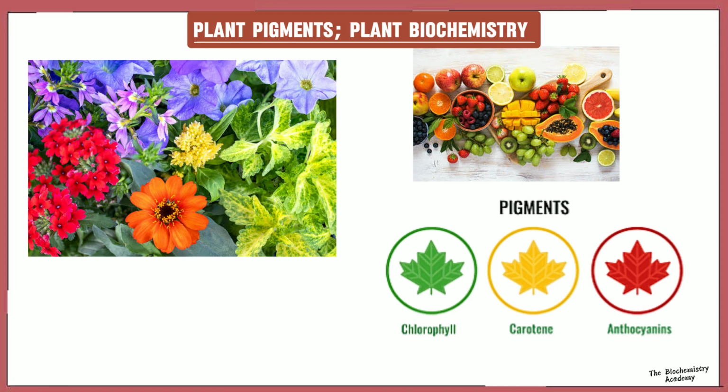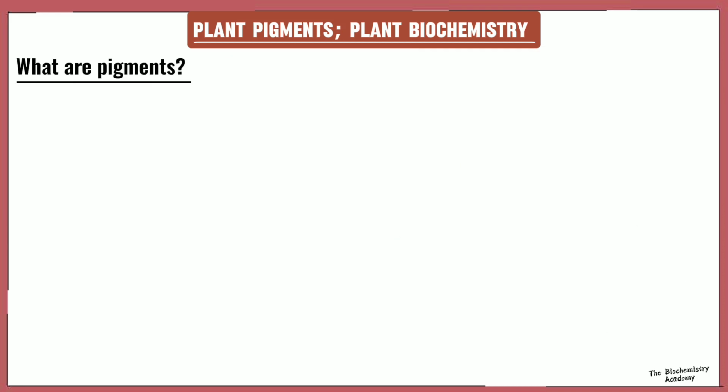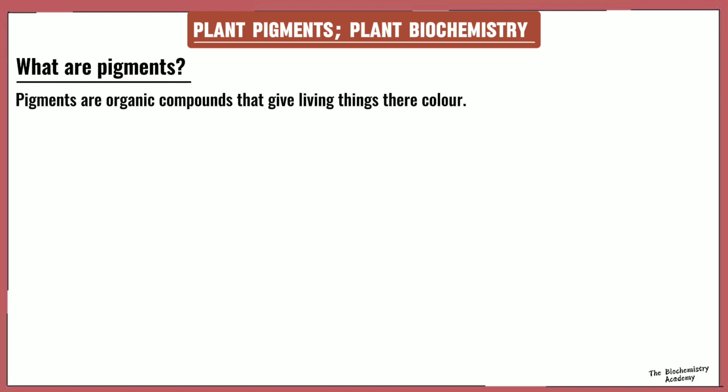In today's video, we'll talk about plants' pigments. Have you ever wondered why certain plants show different colors in their leaves or their fruits? The reason behind this is what we call pigments. Now, what are pigments? Pigments are organic compounds that give living things their color. Plus, they may also serve some other function.